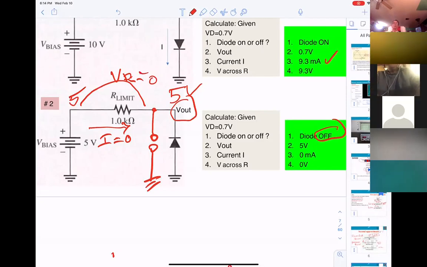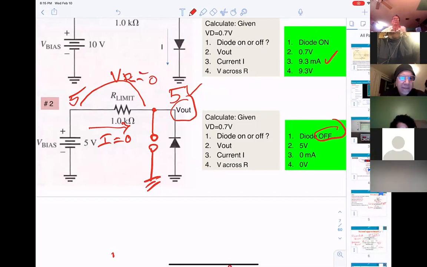I have a simulation, Mr. Pham, if you want to show them. I think he's just asking, how come you get 5? So kind of explain that there's no current in the circuit, and that's why V out is 5. I think that's the answer to his question, because you're starting with 5.